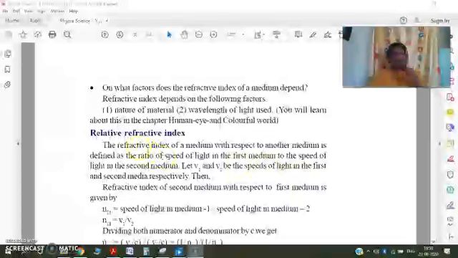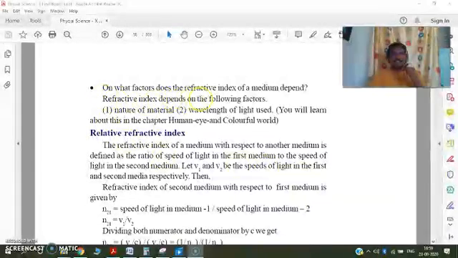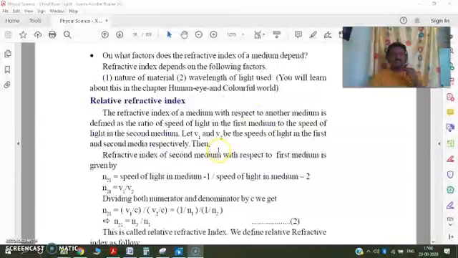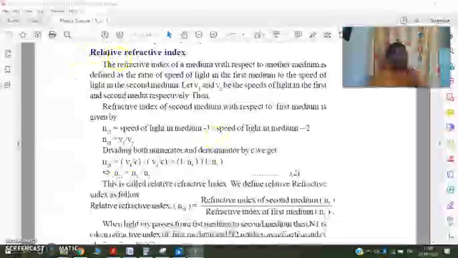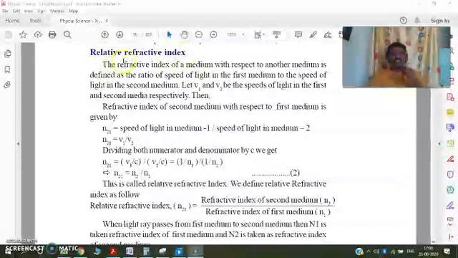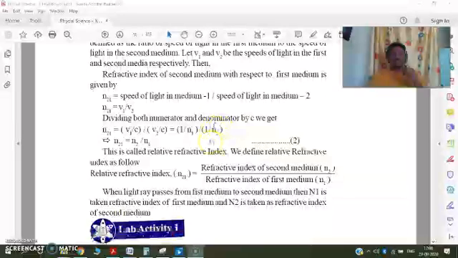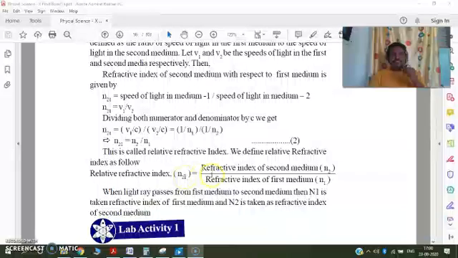Now, the refractive index depends on these factors. Number one, nature of the material and wavelength of light. Next one, relative refractive index. Relative means it is very near to each other, like a neighbor. So relative refractive index means the ratio between refractive index of second medium, n2, by refractive index of first medium.